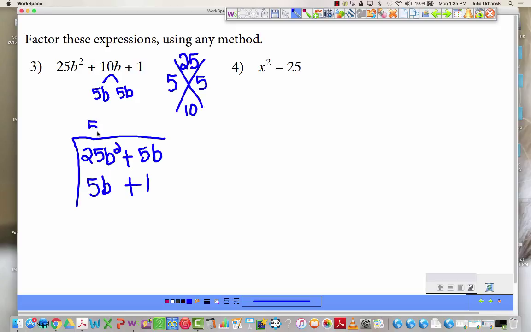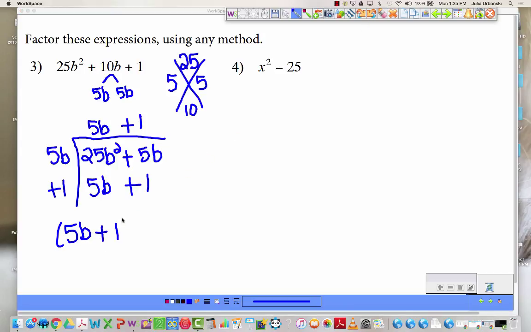So we have 5b in common, but this row only has a 1 in common. And then this one's 5b, but this one only has a 1 in common. So these are identical. When they're identical, you can just write 5b plus 1, and instead of rewriting it again, you can just say squared. Notice here, see that 25? If you take the square root of 25, you get 5 and 5. And then when you double 5 and 5, you get 10. So these are special cases. And this one, again, it's going to look more like x squared plus 0x and then minus 25.